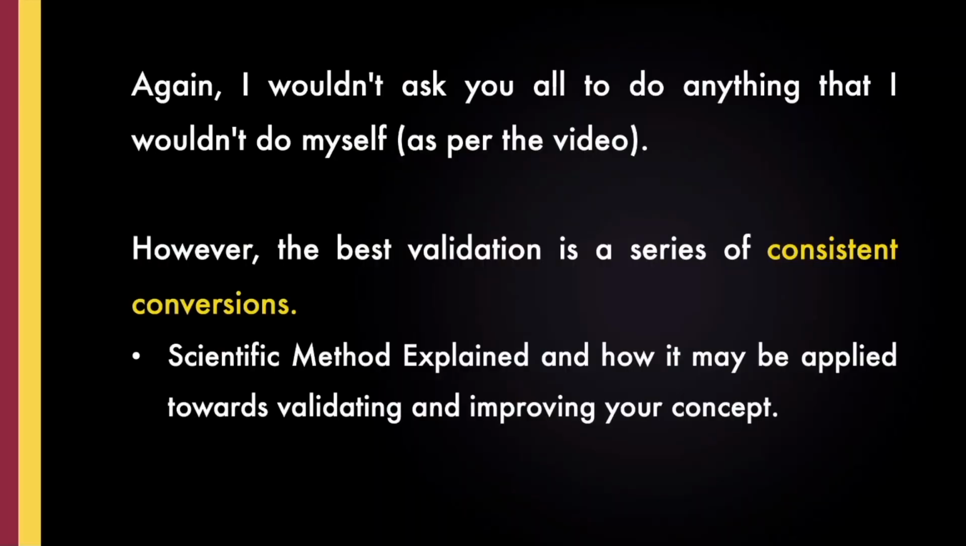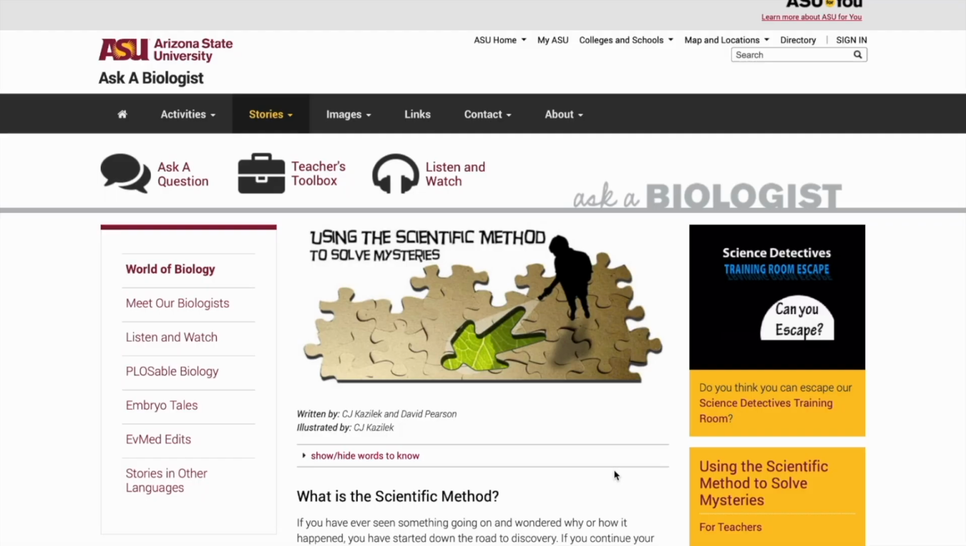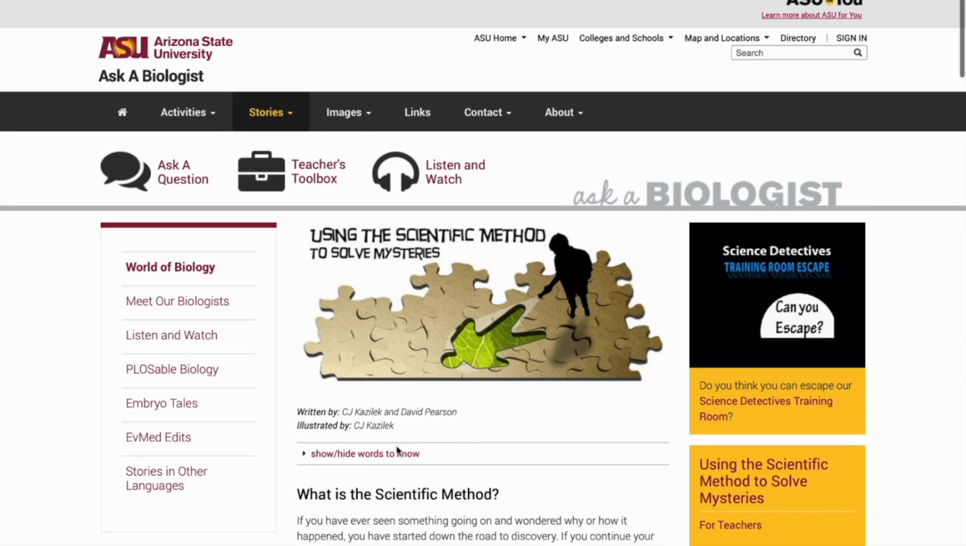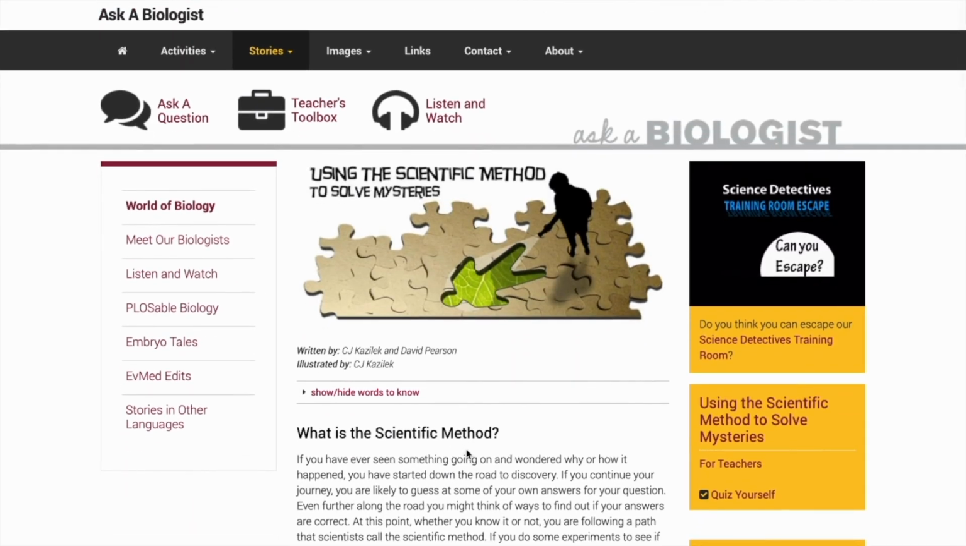So the best validation is a series of consistent conversions. Scientific method, explain. Okay, you know what? I'm supposed to explain the scientific method to you here, and so I shall do. It's an article posted by Arizona State University. This is not my original work. This was written by C.J. Kazalek and David Pearson and illustrated by C.J. Kazalek. So it explains the scientific method.